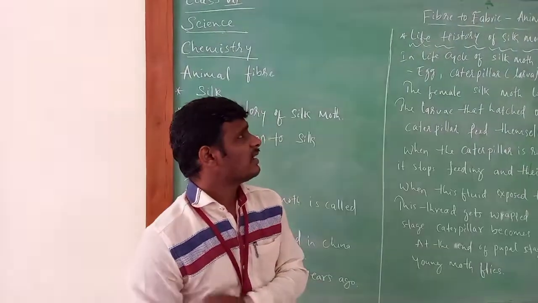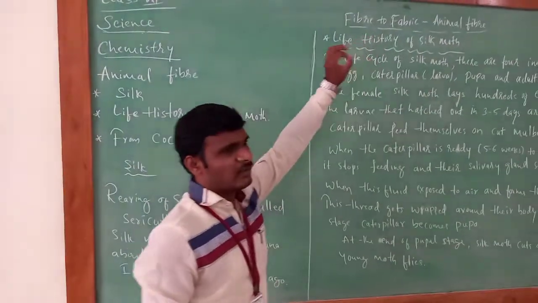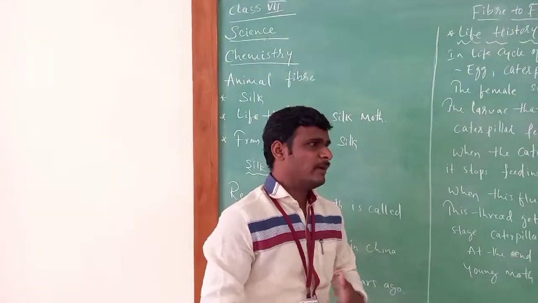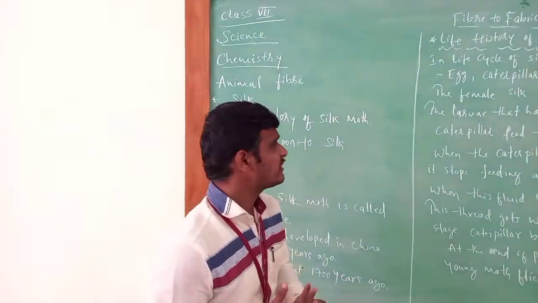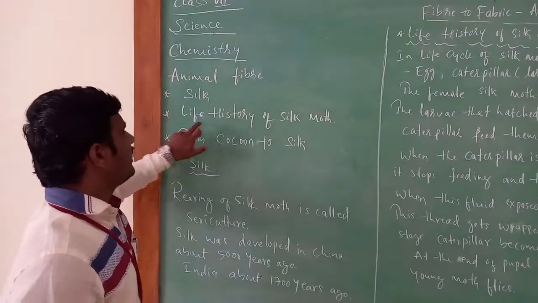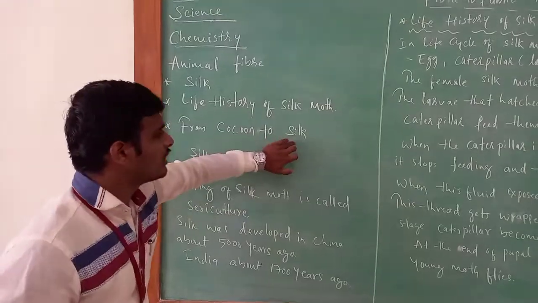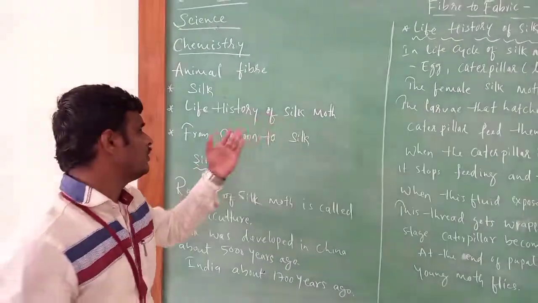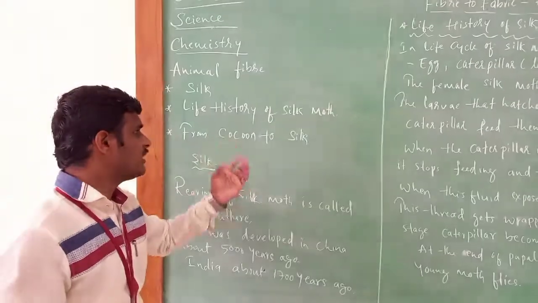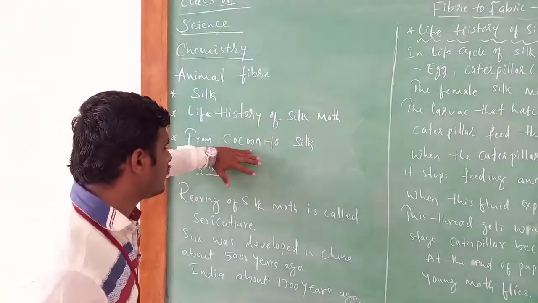Okay, students, last class we discussed fiber to fabric. In animal fibers, we discussed wool. Wool is also an animal fiber. So in this class, we are going to discuss another animal fiber: silk, and the life history of silk from the moth, from cocoon to silk. This is the process of how we convert the cocoon to silk, how we extract the silk from the cocoon. We are going to discuss the methods or steps here.